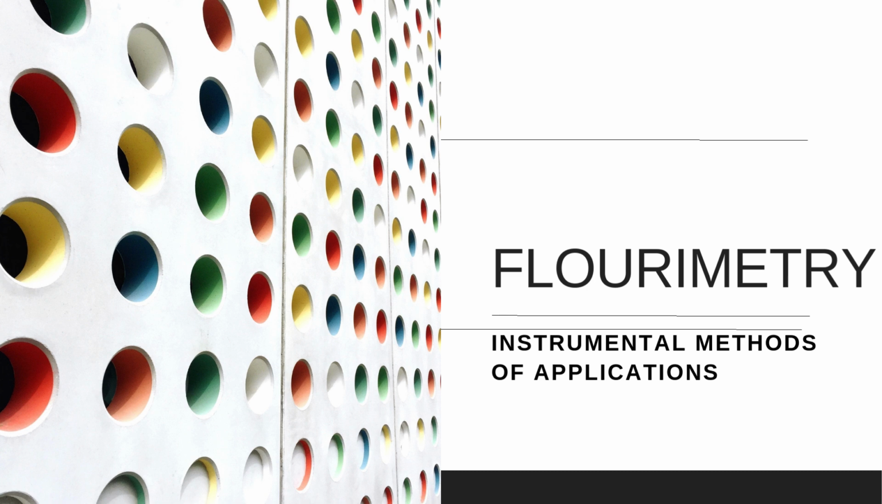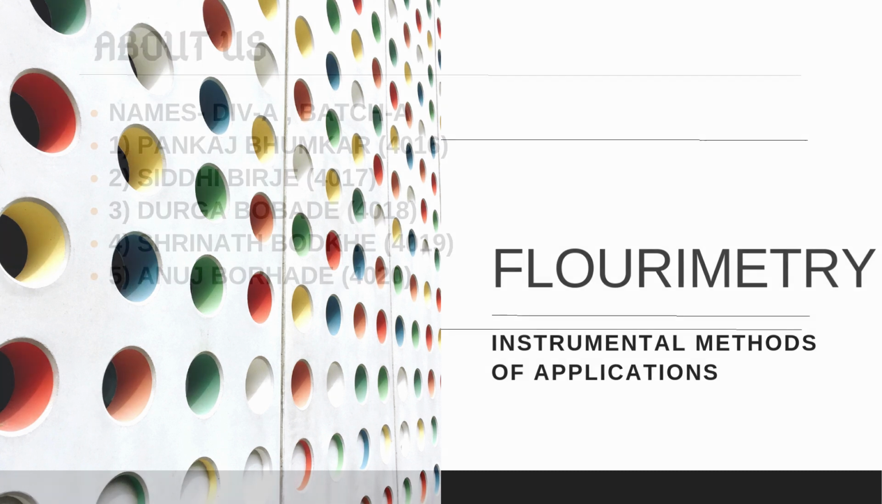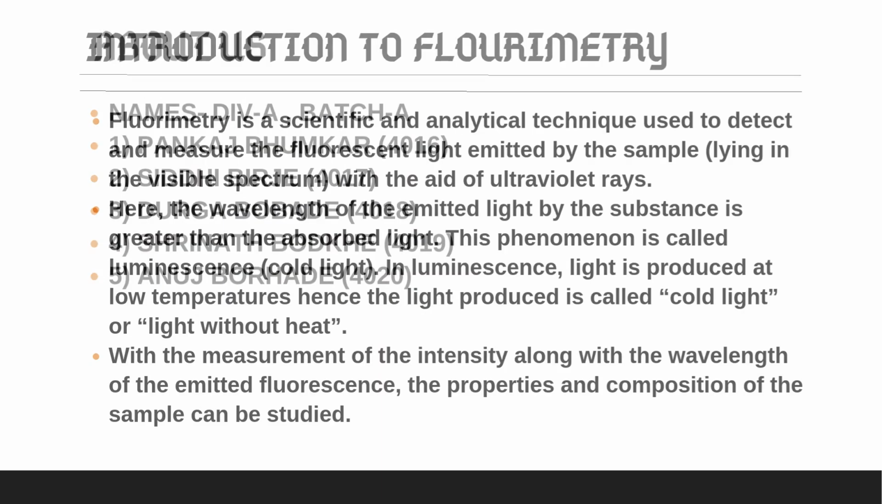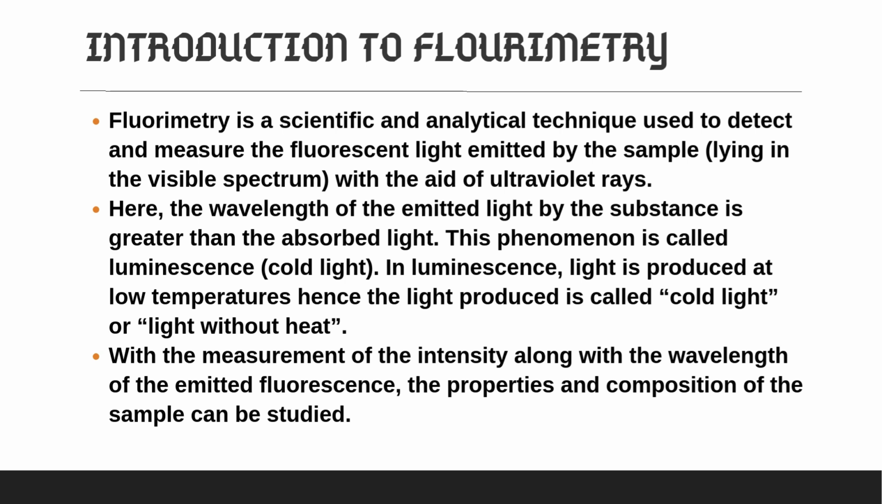Hello everyone. So today we are going to learn about fluorimetry and its instrumental methods of applications. So, what is fluorimetry? Fluorimetry is a scientific and analytical technique used to detect and measure the fluorescent light emitted by the sample lying in the visible spectrum with the aid of ultraviolet rays. Here, the wavelength of the emitted light by the substance is greater than the absorbed light. This phenomenon is called luminescence.